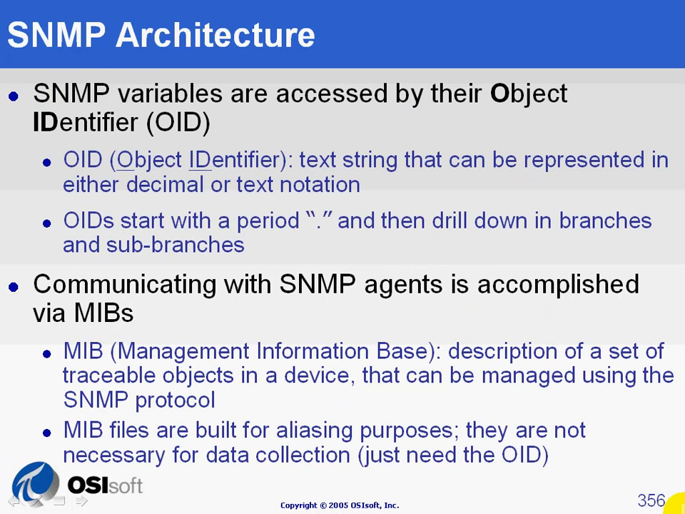Just like for performance counters in Windows, SNMP variables can be accessed using a path. In this case, we call this path an OID, Object Identifier. The Object Identifier is a text string represented in either decimal or textual notation. It starts with a period and then drills down into branches and sub-branches and sub-sub-branches. An example of an OID can be found in the notes at the bottom of this page.